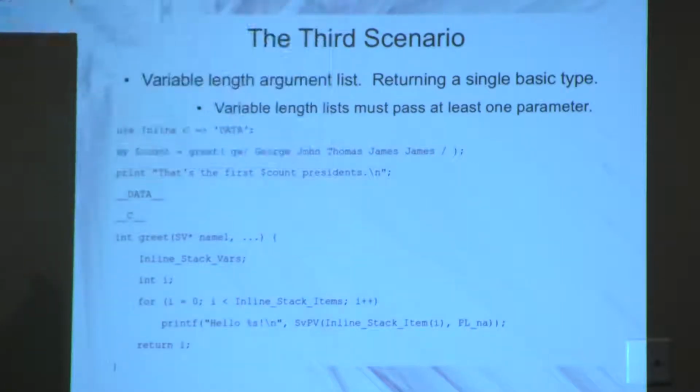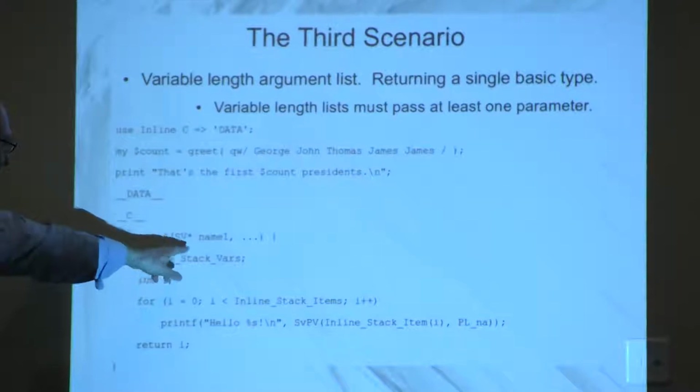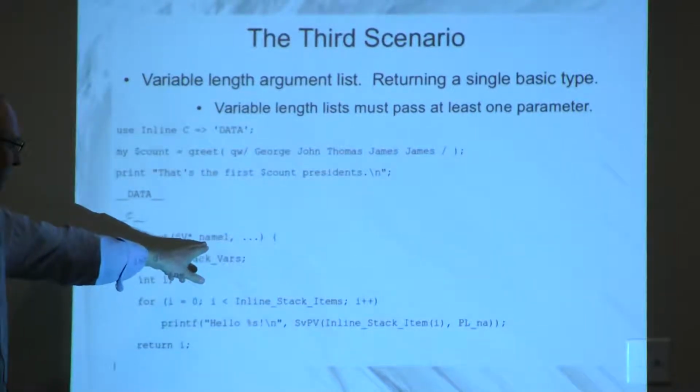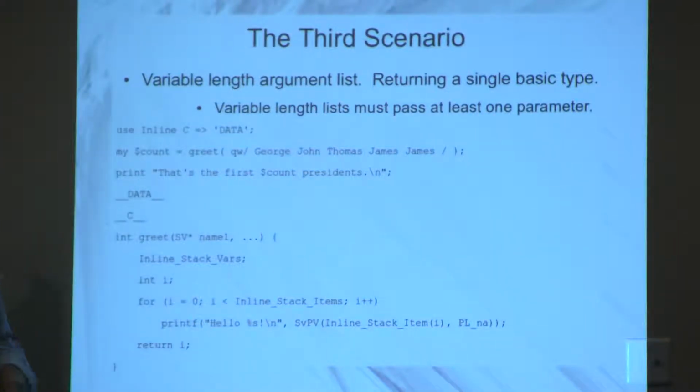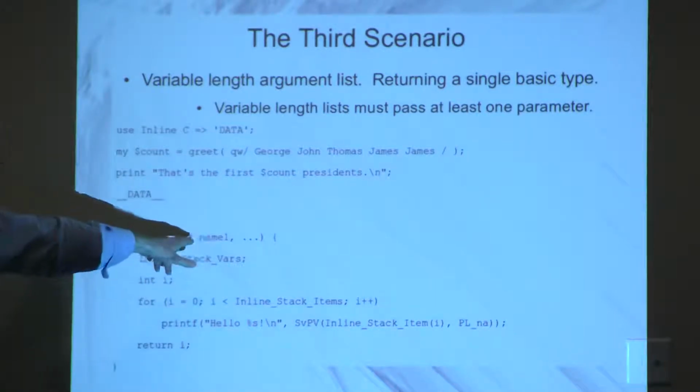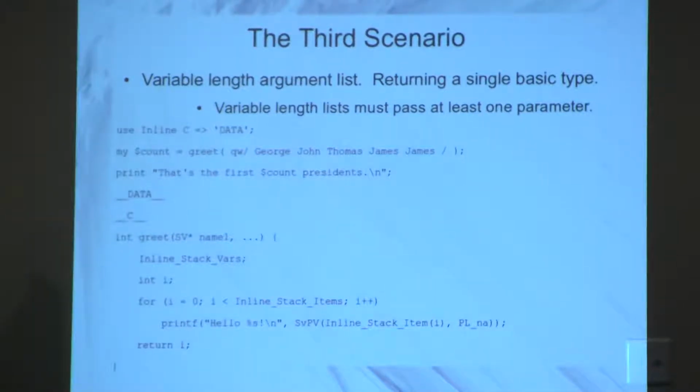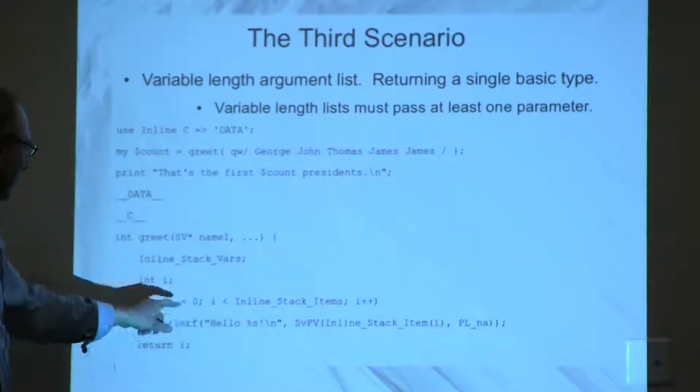Let's see here. Okay, here's the third scenario. A variable length argument list returning a single basic type. You always have to have at least one parameter. When you use variable length argument lists in C, you always have to have at least the first parameter as a named parameter. After that, you can have your variable arguments. This is just C syntax here. It has to be done that way.